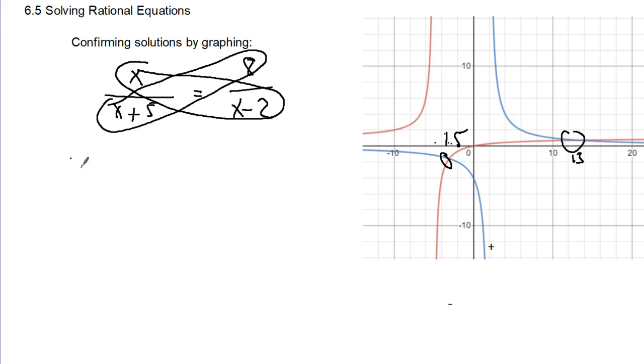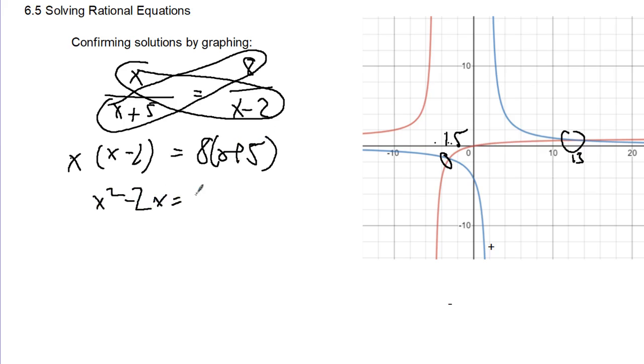We're going to cross multiply: x times x minus 2 equals 8 times x plus 5. And then we have x squared minus 2x equals 8x plus 40, right? And then we have x squared minus 10x minus 40 is equal to 0. And then after this, we can use a quadratic formula.